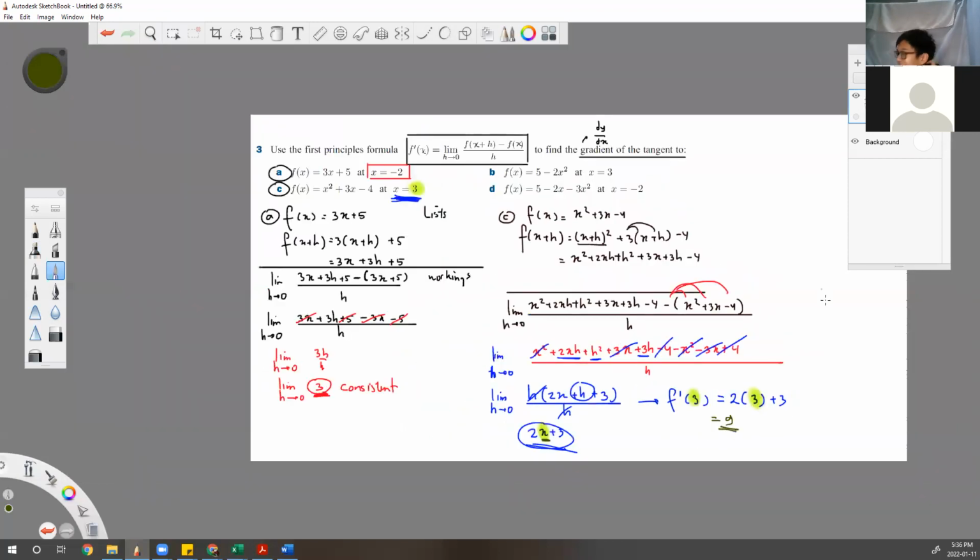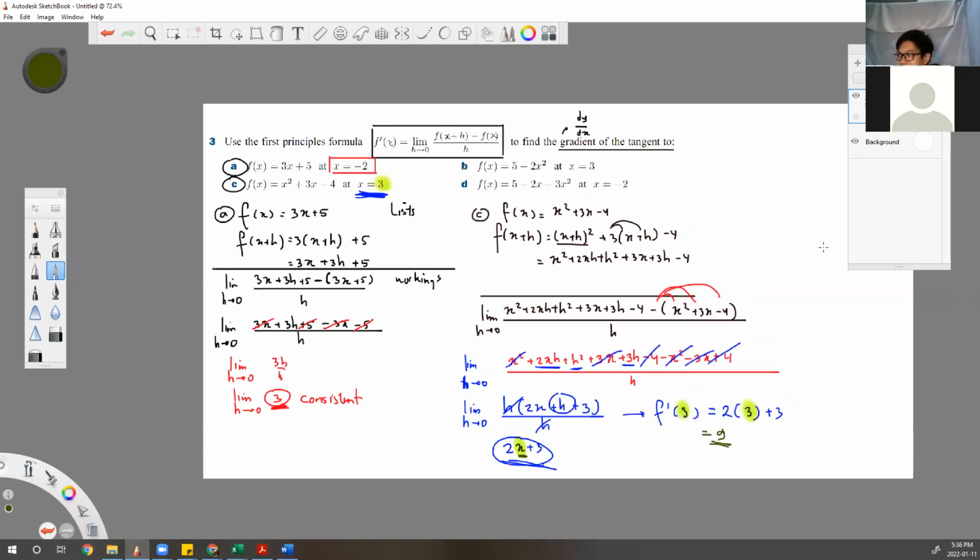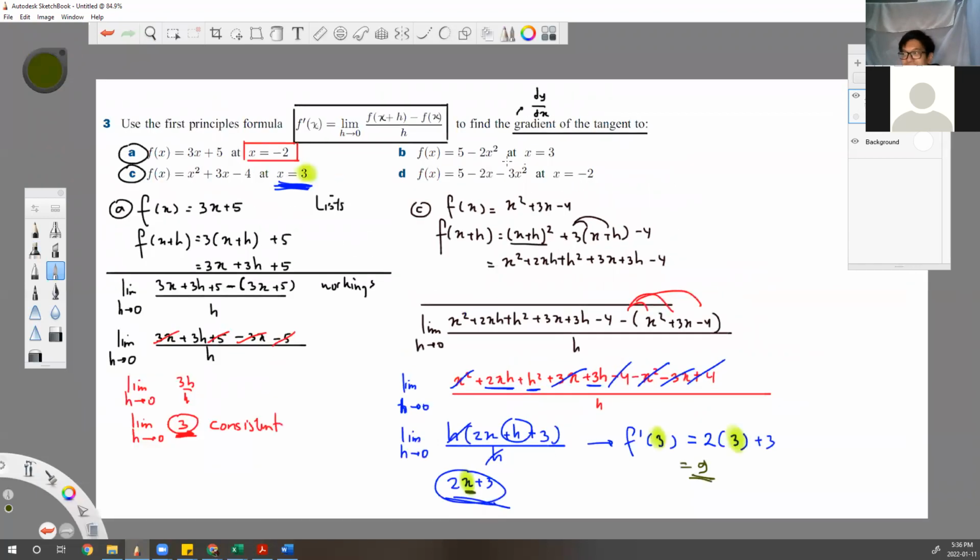Any question, Vicky? I think if you can do this, you can do B and D. But what is the difference? The difference is only that it's negative. So pay attention to the negative part.